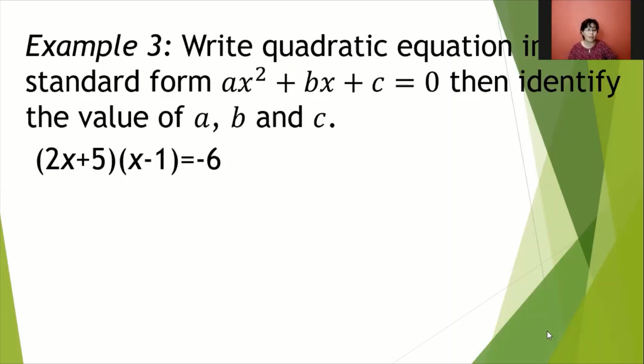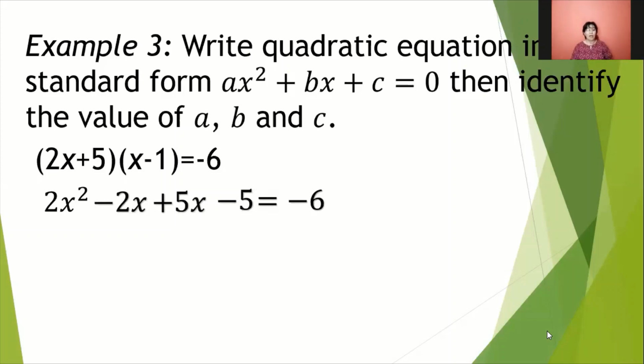Okay? We have 2x times x is equal to 2x squared. 2x times negative 1 is negative 2x. 5 times x is equal to 5x, and 5 times negative 1 is equal to negative 5. Since we have like terms here, we have to combine. The like terms are negative 2x and 5x. We have to simplify. Okay?